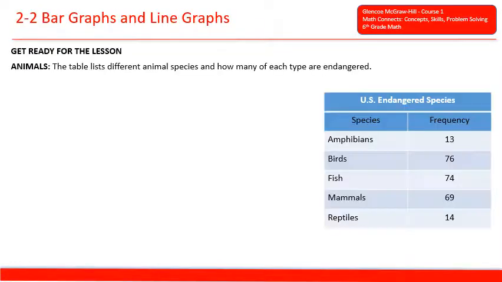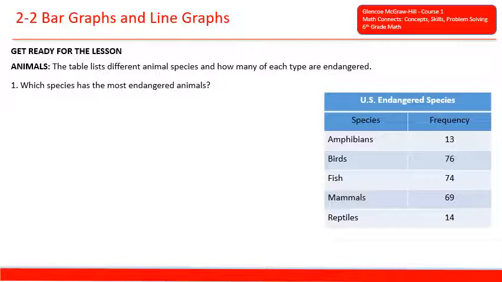Get ready for the lesson. The table lists different animal species and how many of each type are endangered. So we look over here, U.S. endangered species. This is species, so amphibians, there's 13 that are endangered, and so on down the list.